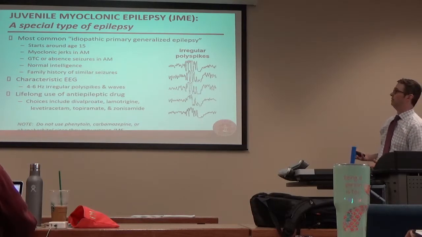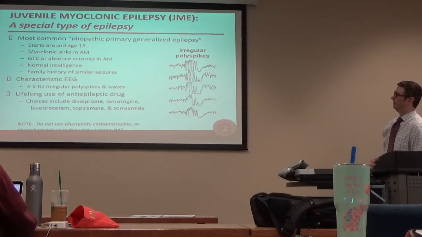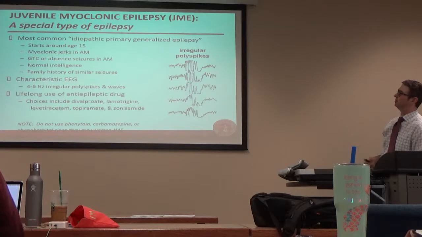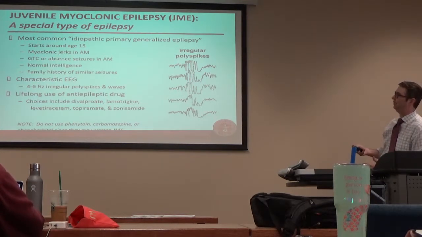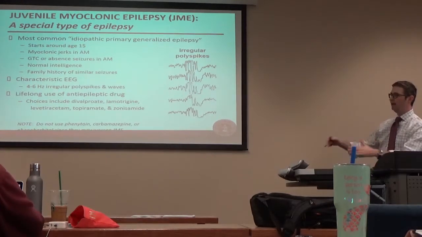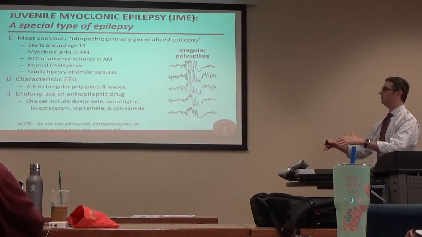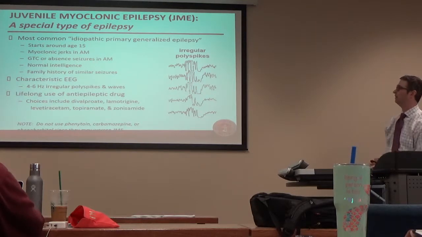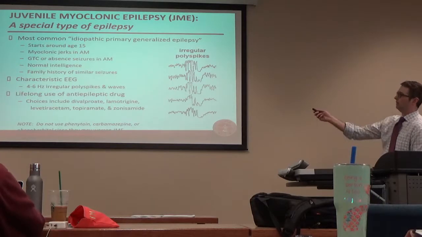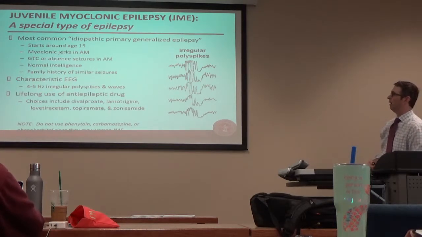Juvenile myoclonic epilepsy, not really an emergency per se. I'll just go over it quick. Idiopathic primary generalized epilepsy starts around age 15. They get myoclonic jerks in the AM. You'll see a patient who says, yeah, my arms are shaking or jerking like this. And there's a characteristic finding on EEG, 4 to 6 hertz, irregular polyspikes and waves.